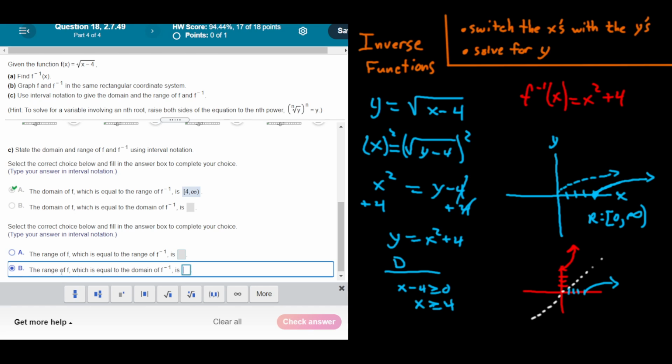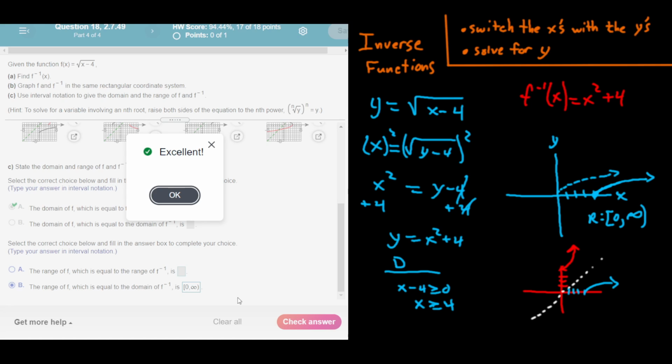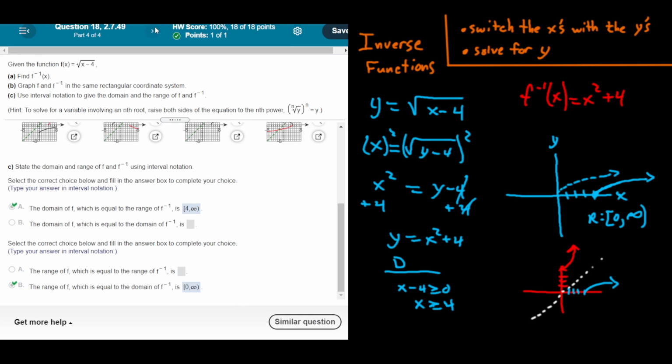And what is the range of our original? Well, we figured that it's going to be 0 to infinity. So we can go ahead and choose 0 to infinity, or type in 0 to infinity. And that's an excellent day. And I think we got them all correct. Yep, that's the last question, question number 18. That is it for the inverse.